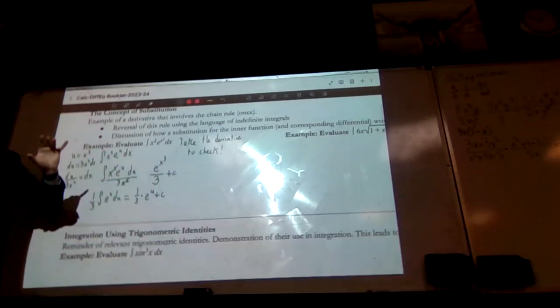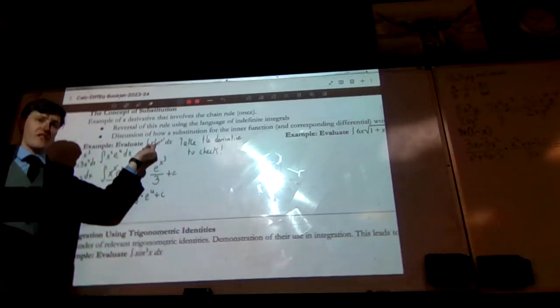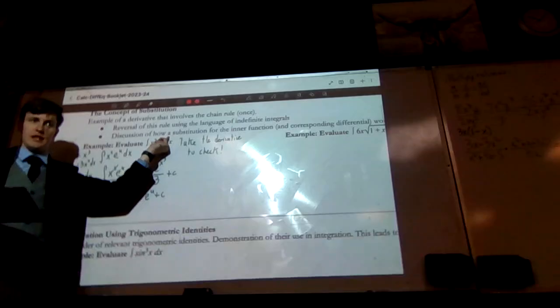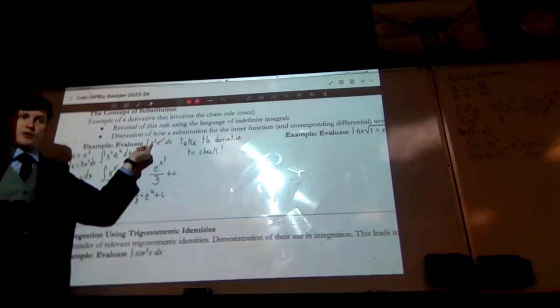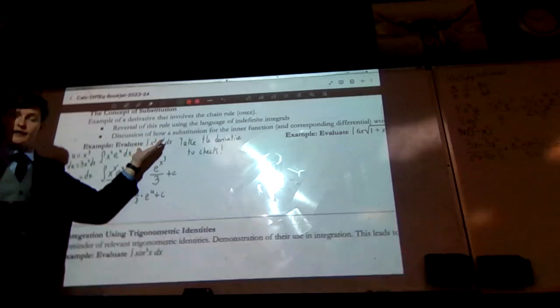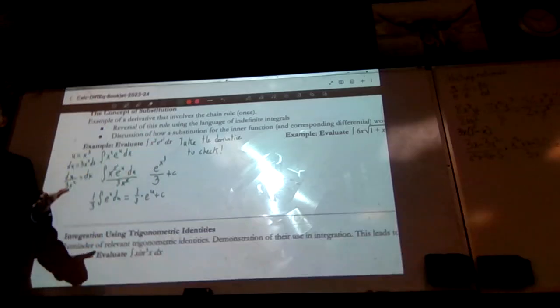What can I use to cancel? And you look at which one. If I take the derivative of x squared, will that get rid of x cubed in this exponent somehow? No. But if I take the derivative of x cubed, will that get rid of x squared? Yes, because 3x squared cancels with x squared.